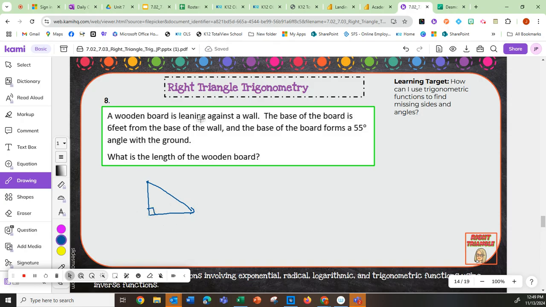It says a wooden board is leaning against the wall. The base of the board is 6 feet from the wall. So leaning against the wall, this would be your board. This board that's leaning, so that's what makes it the hypotenuse, is 6 feet from the wall. So this is going to be the wall. This will be the board. It says the base of the board forms a 55-degree angle. So here's your board, here's the base of the board. It forms a 55-degree angle with the ground.